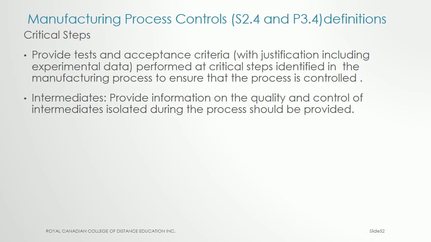Manufacturing process controls definitions. Critical steps. Provide tests and acceptance criteria with justification including experimental data performed at critical steps identified in the manufacturing process to ensure that the process is controlled. Intermediates. Provide information on the quality and control of intermediates isolated during the process.